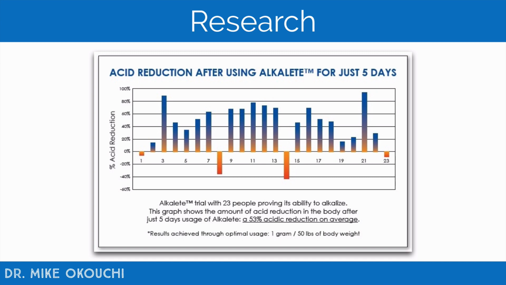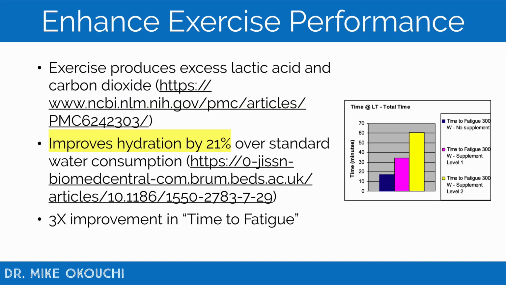Well, what's the research behind it? All right, we've done this Alkalete trial. 23 people. And what they found was that just over the course of 5 days, on average, we found a 53% acidic reduction. Pretty cool. Well, what the heck does that mean?